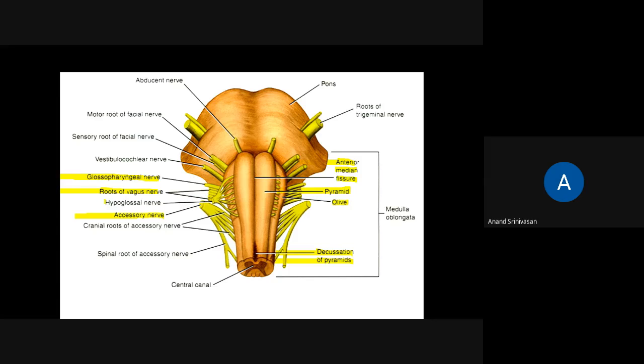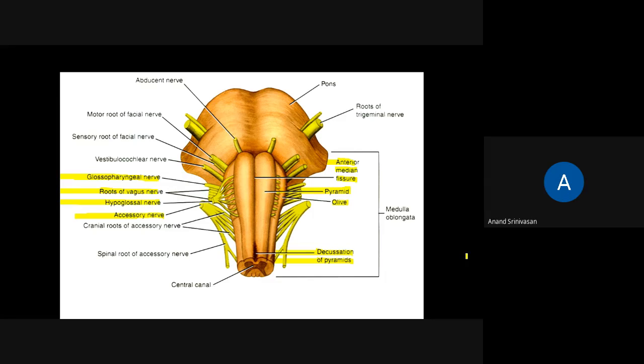Now this nerve, the hypoglossal nerve, which is the 12th cranial nerve, arises laterally between the pyramid and the olive. Okay, this is important. You need to know, sometimes pictures will be given in your exams and we might ask you, what is this structure?